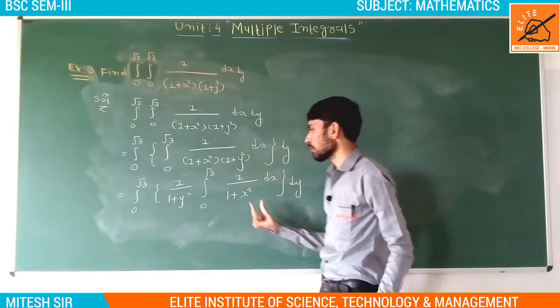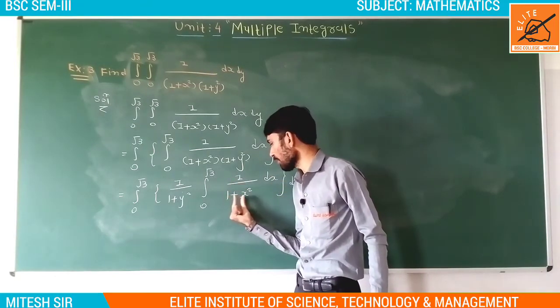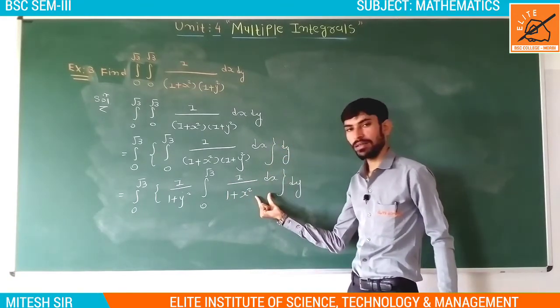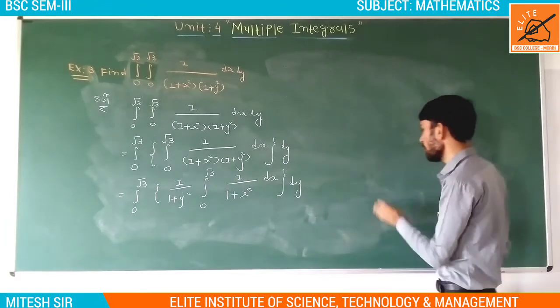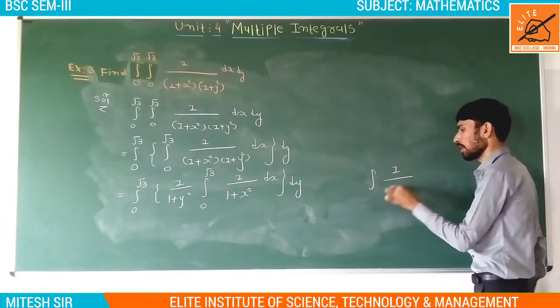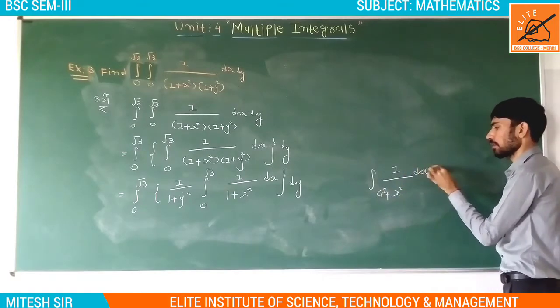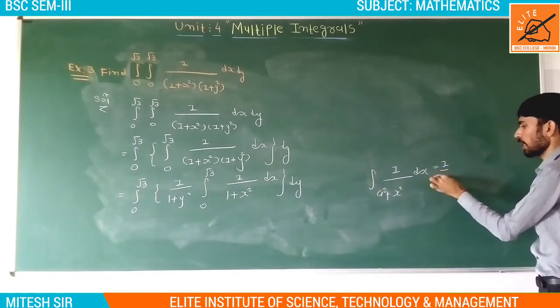Now to do the integration of this function, 1 upon 1 plus x square into dx, do you know what the formula is? This is the formula of integration 1 upon a square plus x square dx. This is nothing but 1 upon a tan inverse x upon a.